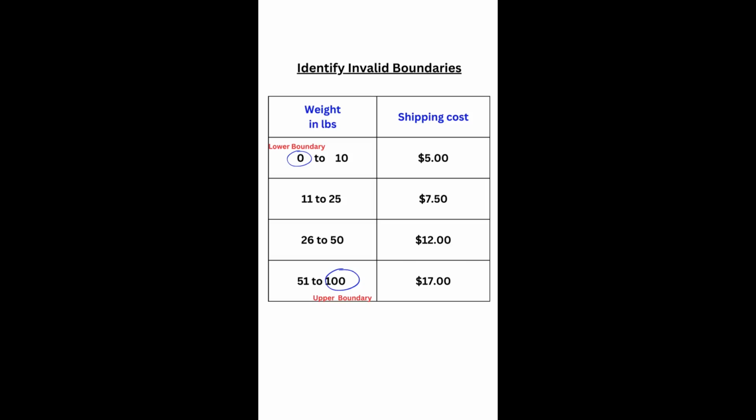Next, let us identify invalid boundaries. Here, we know 0 is the lower boundary, and 100 is the upper boundary. So the invalid boundaries are just below the lower boundary, -1, and just above the upper boundary, 101.